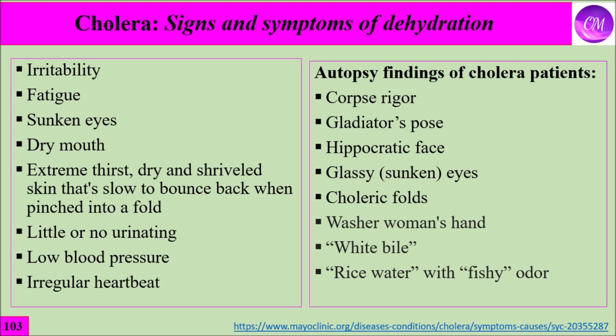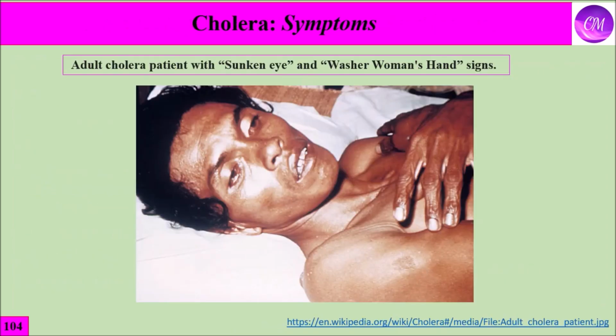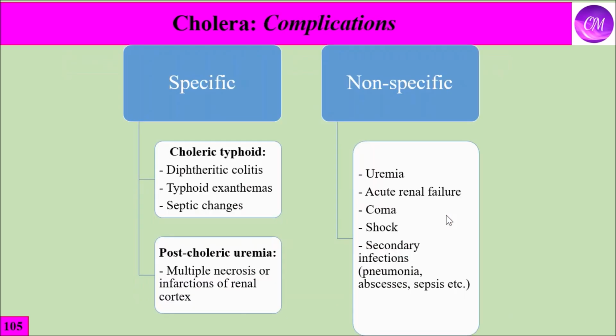And autopsy findings of cholera patients are corpse rigor, gladiator's pose, Hippocratic face, glassy eyes, choleric falls, washerwoman's hands, white bile, and rice water with fishy odor. This is an adult cholera patient with sunken eyes and washerwoman's hand signs.